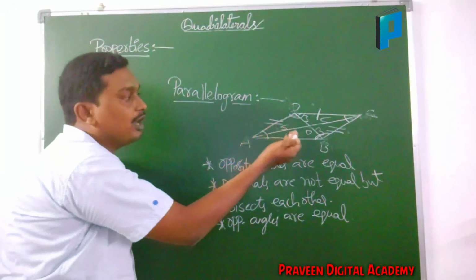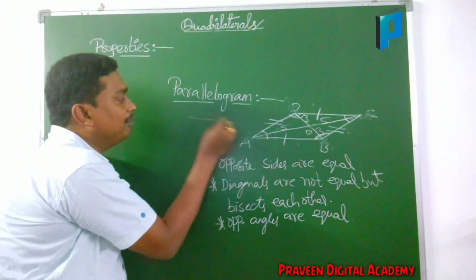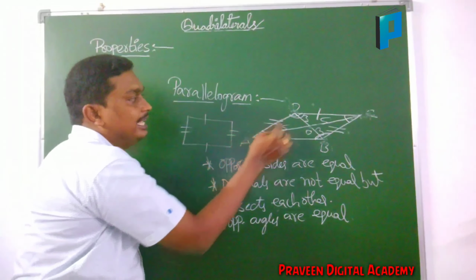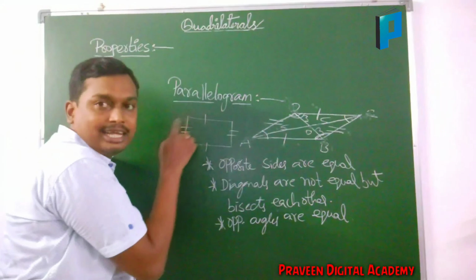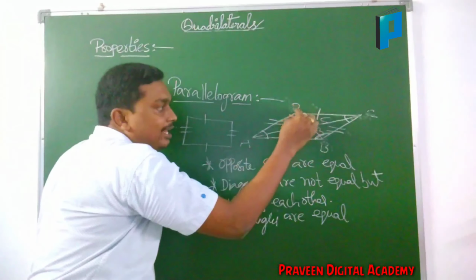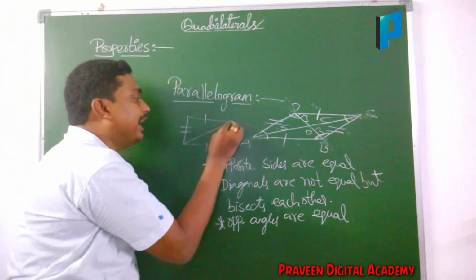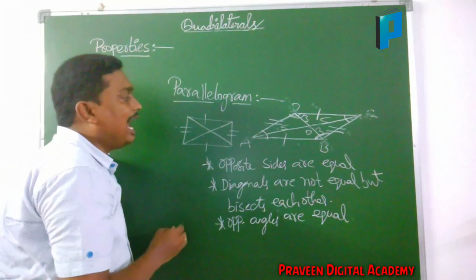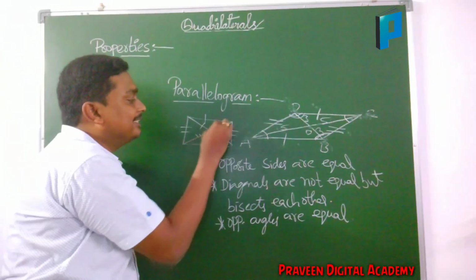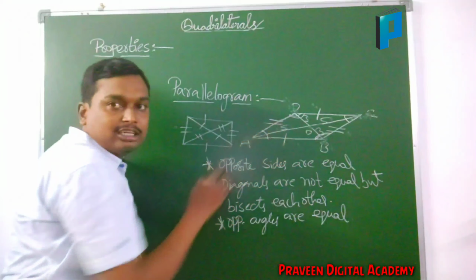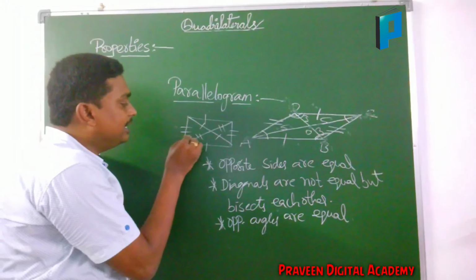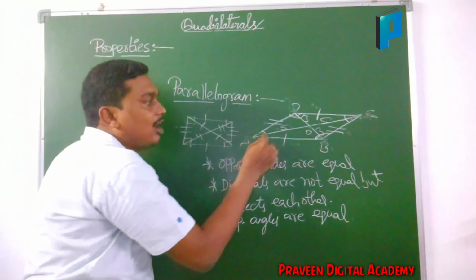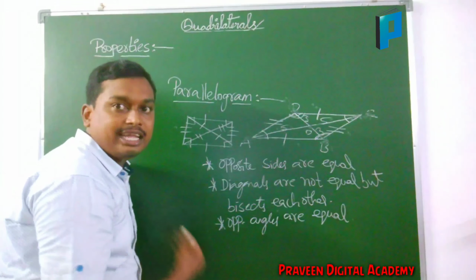And if you compare this parallelogram with a rectangle, here also opposite sides are equal. But here diagonals are not equal, whereas diagonals are equal in the rectangle. Diagonals bisect each other here also. In a rectangle all angles are equal to 90 degrees, but in a parallelogram opposite angles are equal.